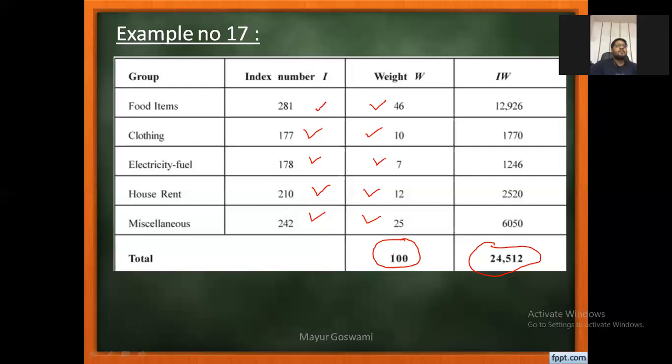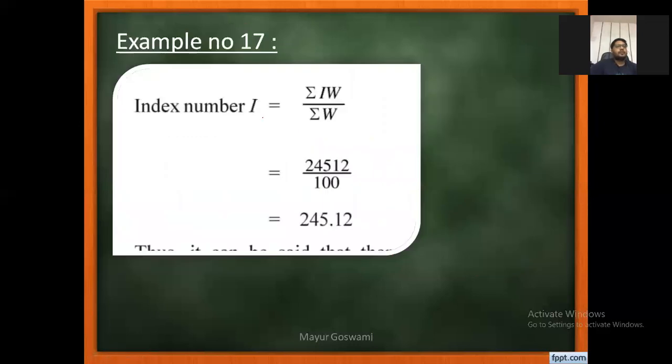Okay. Now, moving further, just put it into your formula. I is equal to sigma IW upon sigma W, 24512 divided by 100. So your answer is 245.12. This is your index number using the family budget method.